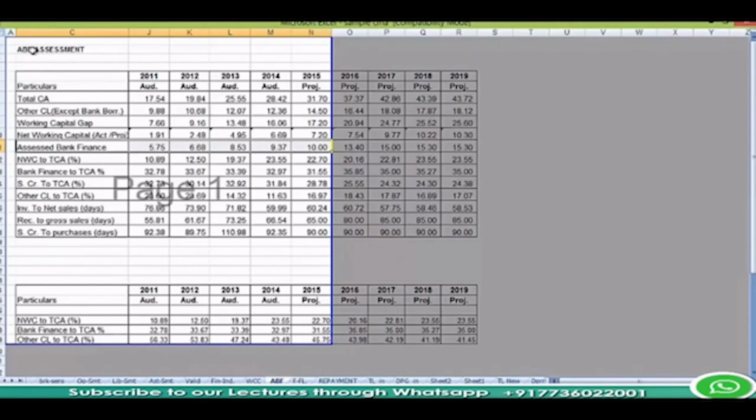This sheet is very important because it is going to tell how the company has financed its current assets, what the combination is: how much is from net working capital, how much is from bank finance, how much is from sundry creditors, how much is from other current liabilities. It is also going to talk about certain critical numbers of days, which is very important in understanding the working capital management of the customer. So this sheet talks about all those, that is ABF assessment.